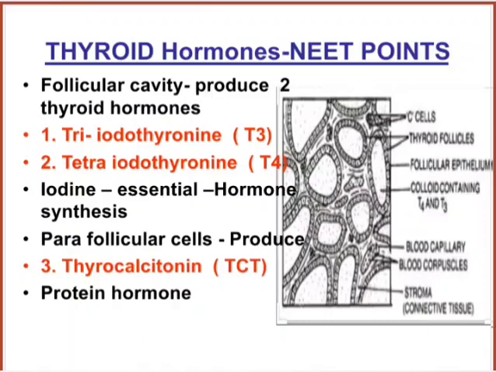Now we are going to discuss the C cell. The parafollicular cells or C cells produce the 3rd hormone, called thyrocalcitonin, TCT, commonly called calcitonin, which regulates the blood calcium level. So totally the thyroid gland secretes 3 hormones. Thyrocalcitonin is a protein hormone.